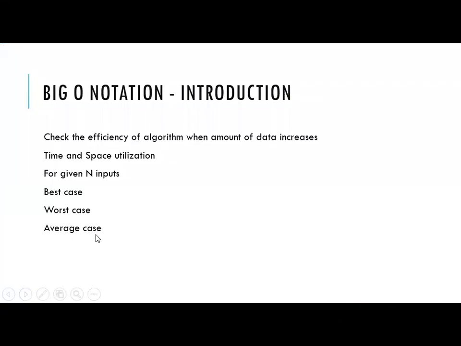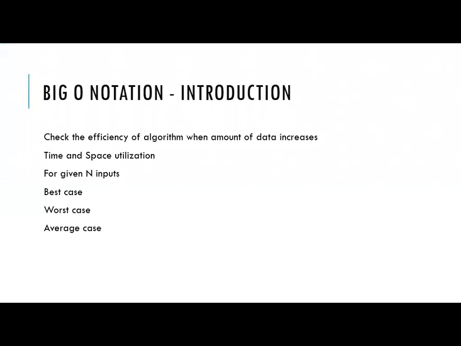So the basic introduction about big O notation is that it checks the efficiency of the algorithm when the amount of data increases. Basically, we consume time and space when we use the algorithm. So we need to calculate how much time and how much space we are utilizing when we use the algorithm for the given n input.